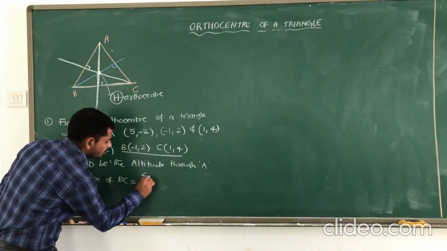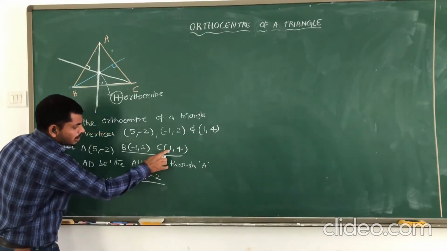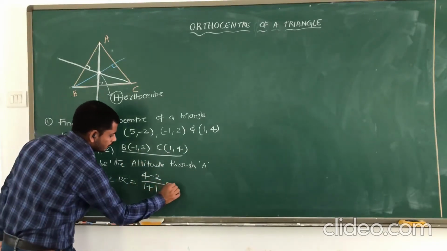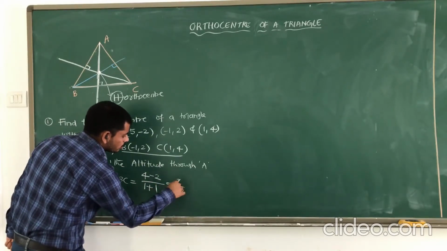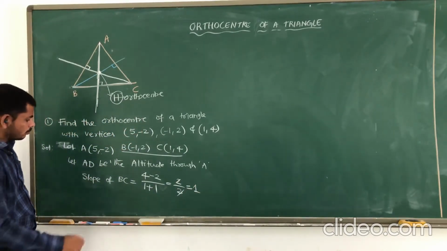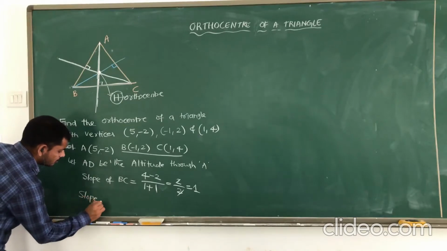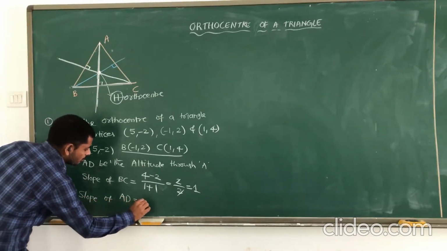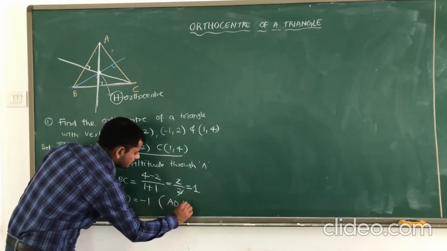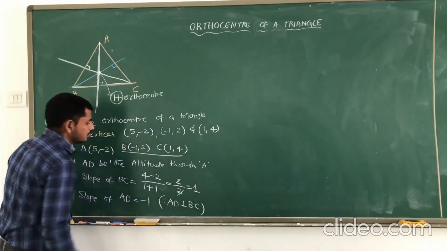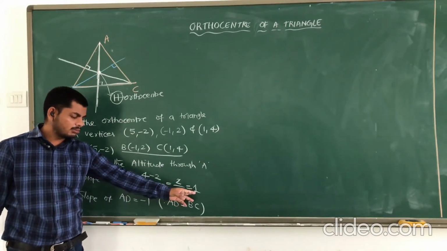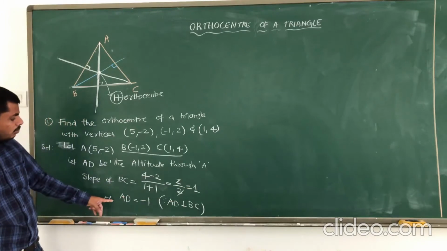Slope of BC: y2 minus y1, that is 4 minus 2, by x2 minus x1, 1 minus (-1), that is 1 plus 1. So 4 minus 2 is 2, and 1 plus 1 is 2. 2 by 2 is equal to 1. This is the slope of BC. Now the slope of AD is -1 because AD is perpendicular to BC. The product of the two slopes is -1, so -1 by 1 is -1. Here we got the slope of AD.